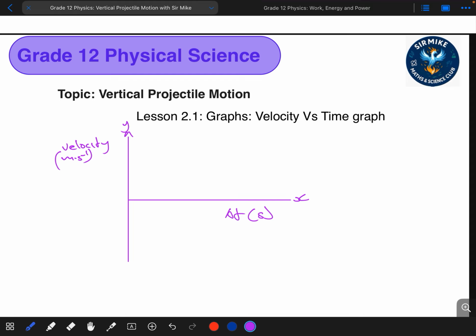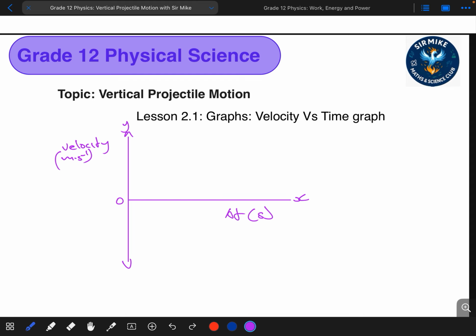Please note that velocity is a vector quantity, meaning it can also be negative. That would be where we have our zero. Going up would be positive, and going down would be negative. That's one thing you must keep in mind. So on the velocity versus time graph, our velocity, or y, can also be negative.